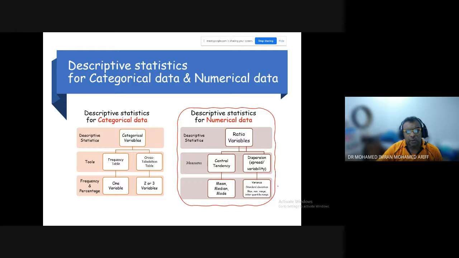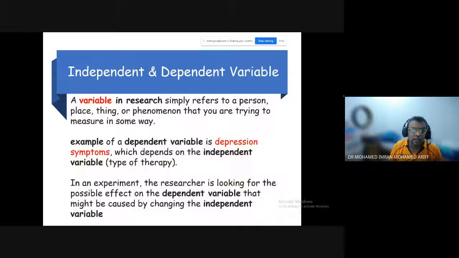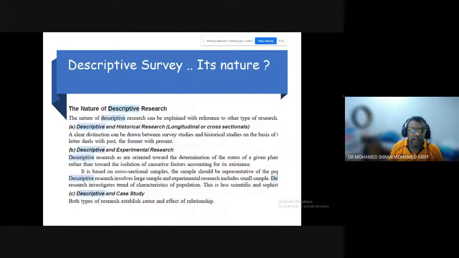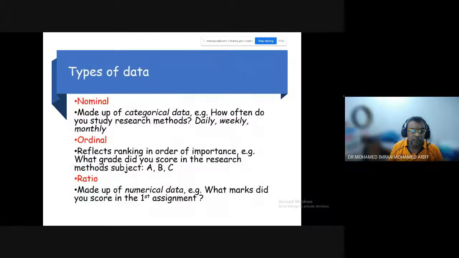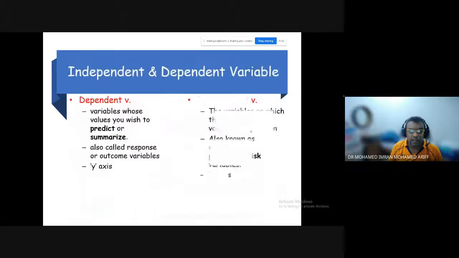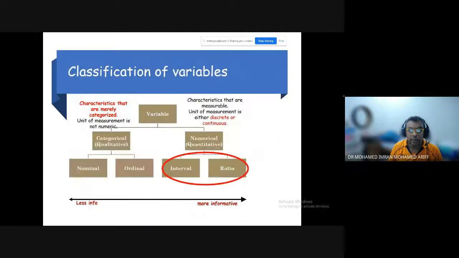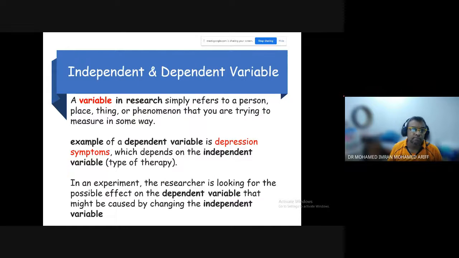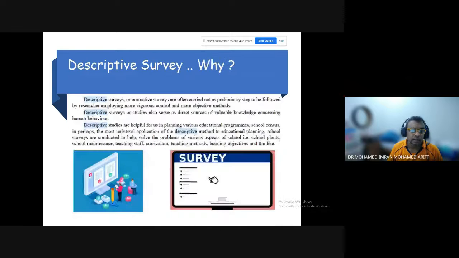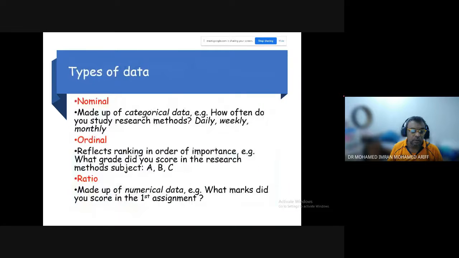Right. So when we are doing descriptive analysis statistics for numerical data. So what is numerical data? Balik pada slide tadi. Numerical data ialah, okay, here we are. Interval and ratio. What is interval and ratio? Interval and ratio. Here we go.